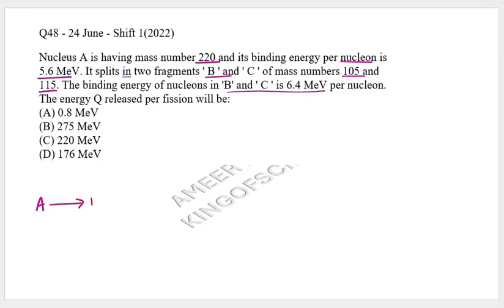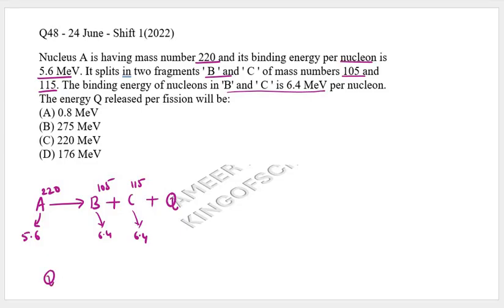Then A is breaking up into two parts, B and C. A has a mass number of 220 here, B has 105 and C has 115. Here the binding energy per nucleon is 5.6, and for B and C it is 6.4 and 6.4. Then clearly the problem is asking for the Q value of the reaction.